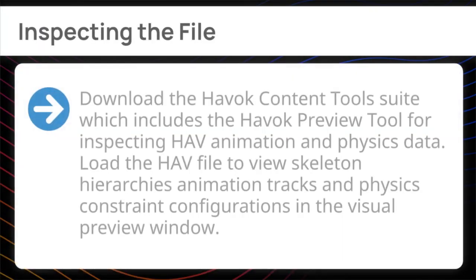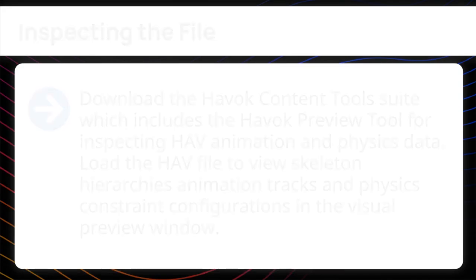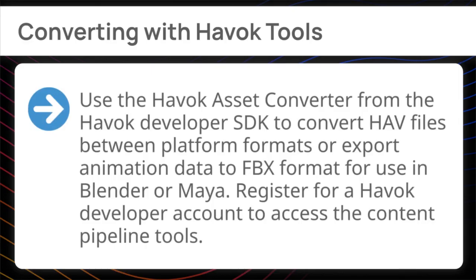First, inspecting the file. Download the Havok Content Tools suite, which includes the Havok Preview tool for inspecting HAV animation and physics data. Load the HAV file to view skeleton hierarchies, animation tracks, and physics constraint configurations in the Visual Preview window.